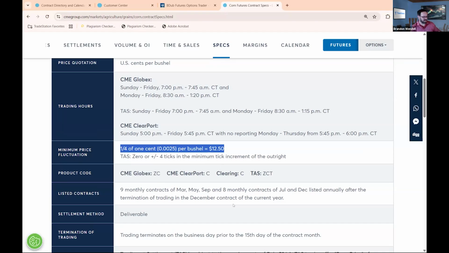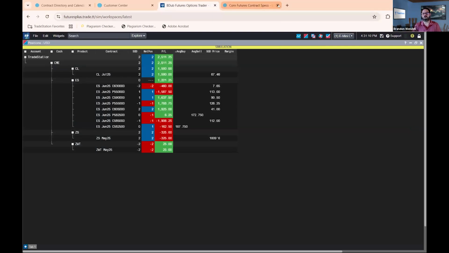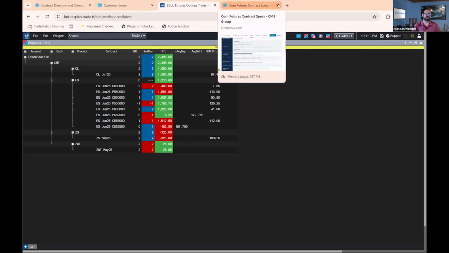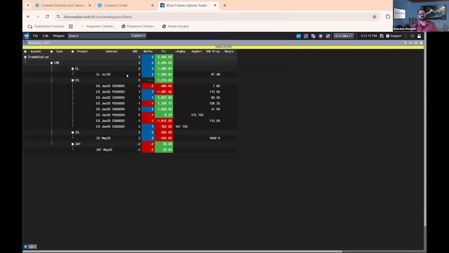So there's a couple different ways of looking up. Again, the simplest one is looking at contract specs here. There's some other places you can go as well. But yeah, they're all going to be different. And that's just a basic futures thing. If you don't know the point values of futures, don't try to trade the options on them first. Learn the futures themselves and then move on.